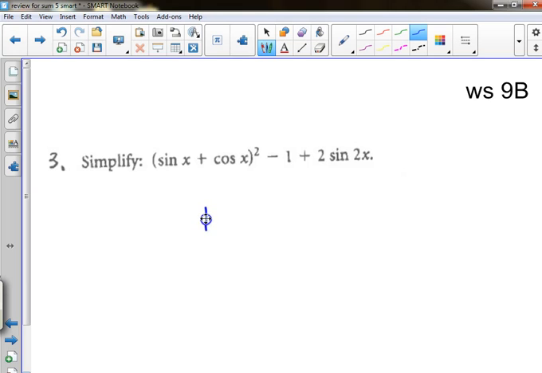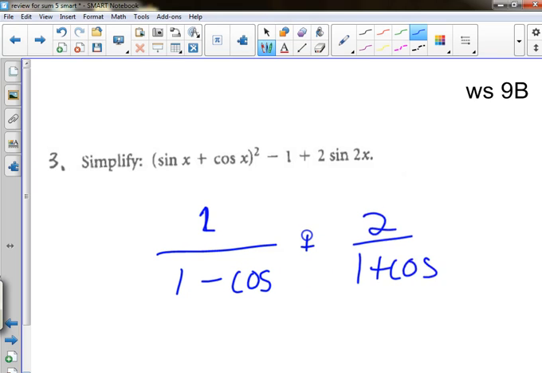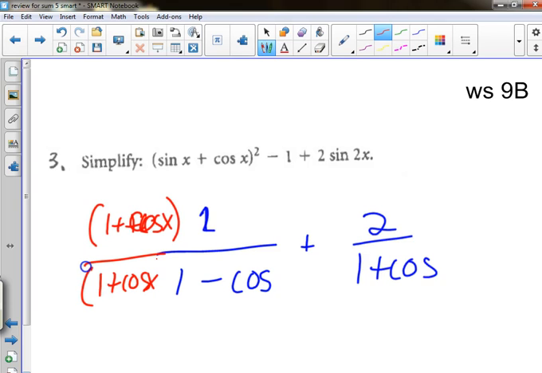Actually, I'm going to make something kind of ugly up, okay? I'm going to go 2 over 1 minus cosine plus 2 over 1 plus cosine, okay? What if it looked like that? And it said simplify. Okay, you got to multiply this guy by what? 1 plus, oh, yeah, I don't know what that says. Okay, we're going to pretend that says 1 plus cosine because I'm in a hurry. And over here, multiply this by 1 minus cosine.